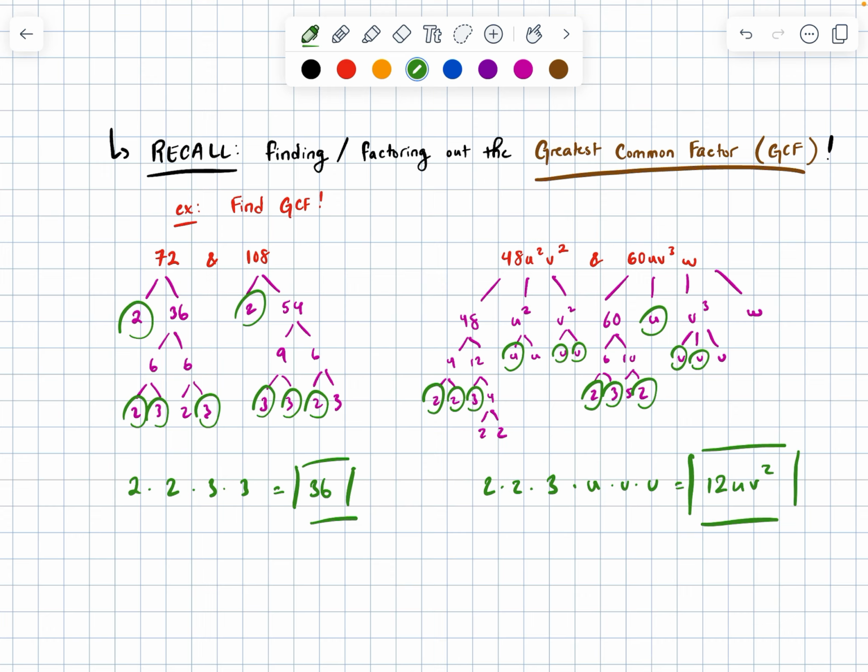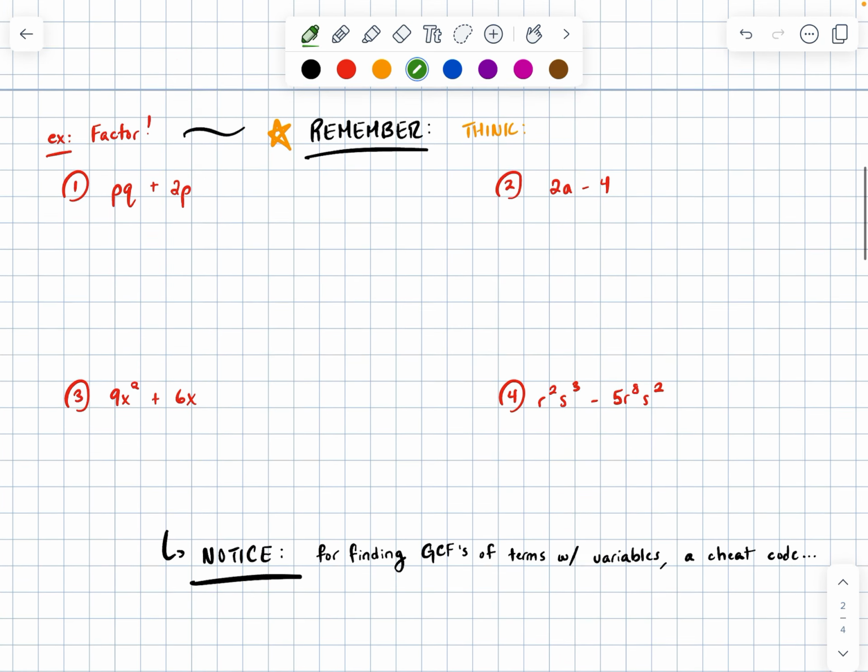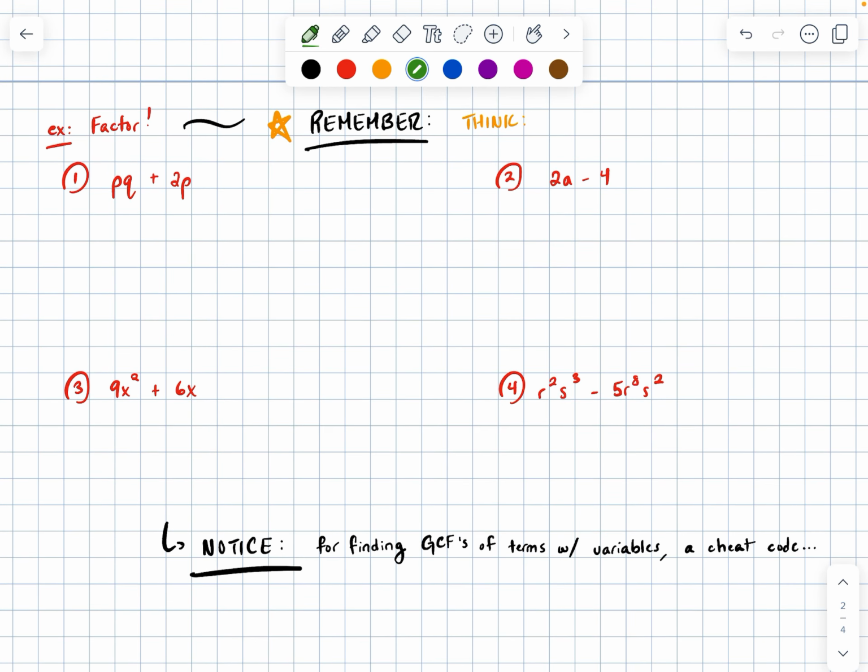Now that I know how to find the GCF, I want to think about how I would factor it out. So let's refresh our memory with pq plus 2p. Hopefully it's obvious to you that both of these have a common factor of p. But I know that factoring is really the reverse of what property? What's it really doing backwards? Go, 5, 4, 3, 2, 1. Factoring is the opposite of the distributive property.